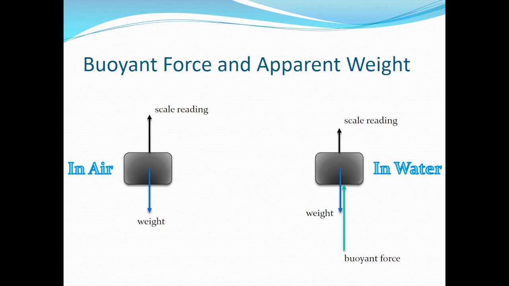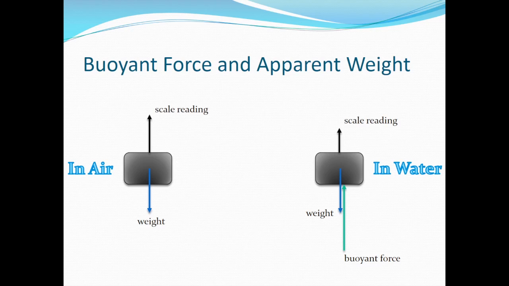When the object is in the air, the only force acting on it is its own weight pulling down. This force is what gets measured by the scale as the object's weight. When we put the object in water, it still has its full weight acting down, but it also has the buoyant force acting up on it.